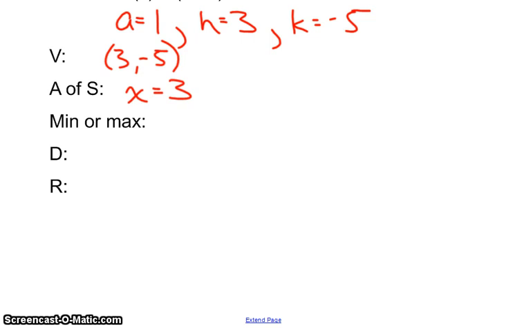Now we have to stop and think for a second, is this a minimum or a maximum? Now, in order to do this, we have to remember, what are we talking about? We're talking about whether or not the parabola opens up or opens down. We determine that by looking at our a. Our a is positive, so our parabola opens up. Since our parabola opens up, that means we have a minimum value. And that minimum value is y equals negative 5.